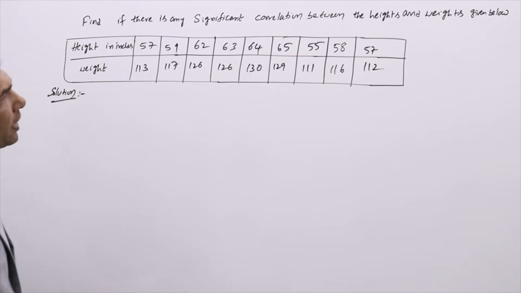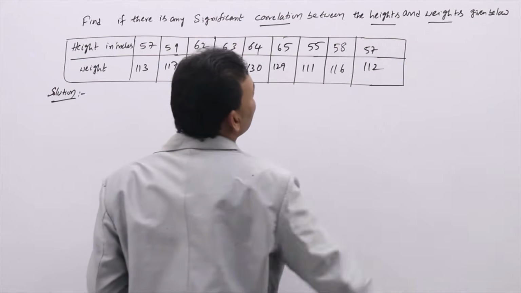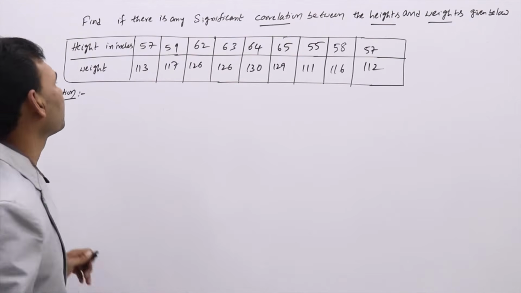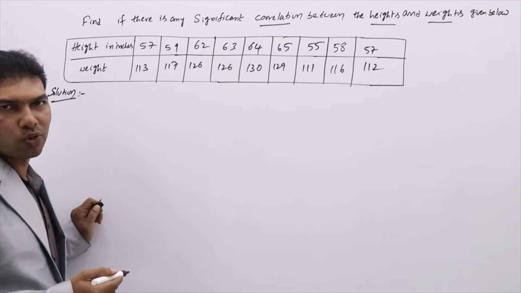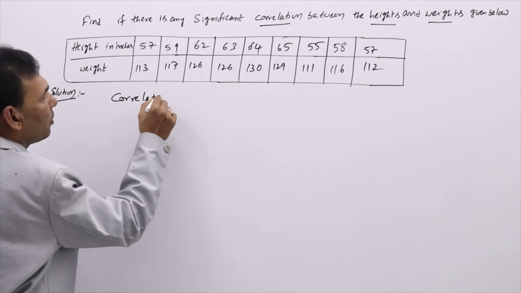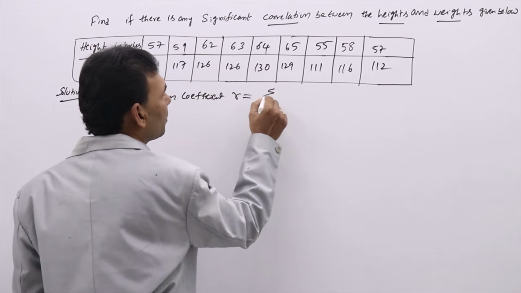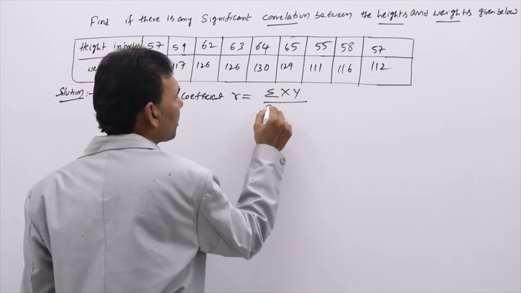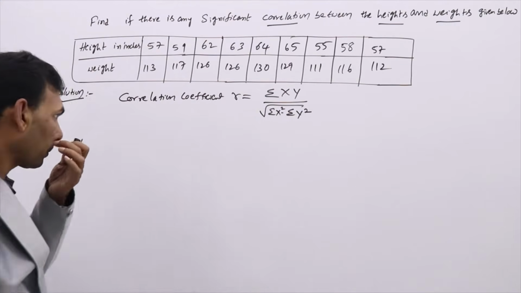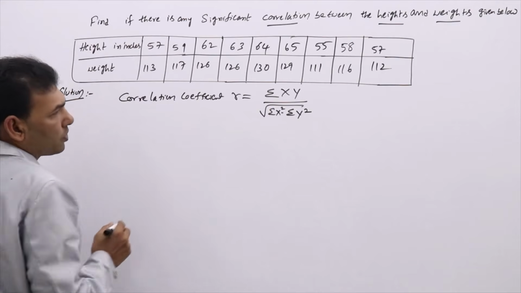Find if there is any significant correlation between the heights and weights given below. We need to find any correlation between heights and weights. That means we need to find the correlation coefficient. The formula to find the correlation coefficient is small r equal to sigma xy by square root of sigma x square into sigma y square. So now we need to find all these values.